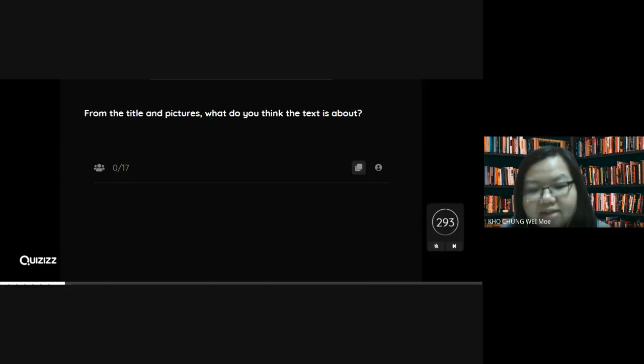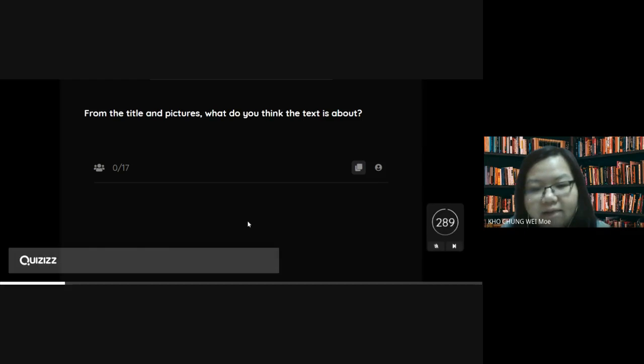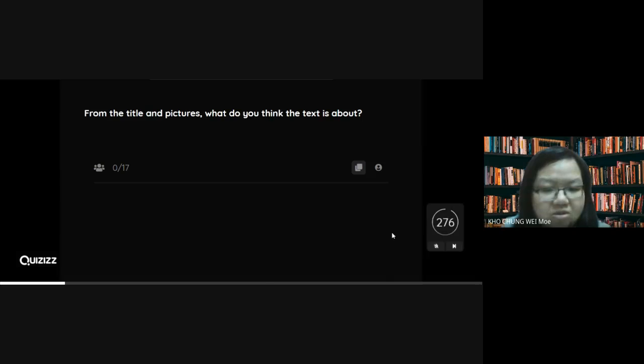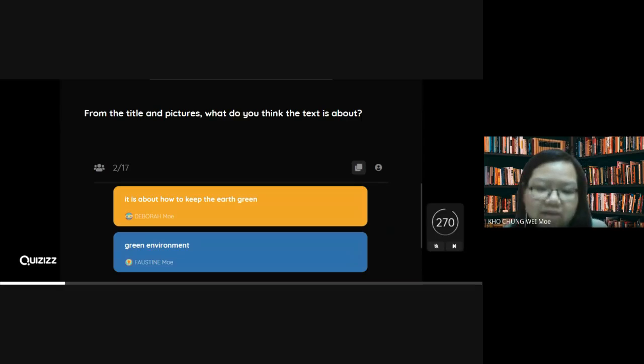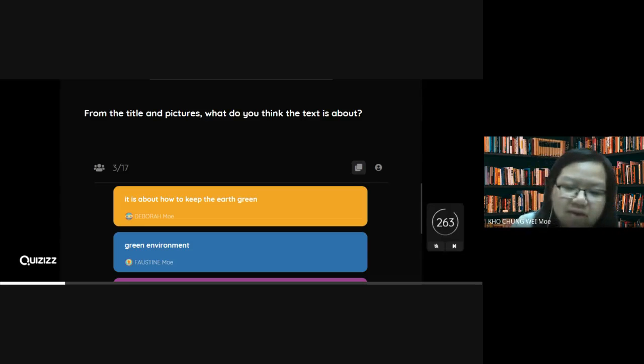Remember, the title right in the middle says, "Keep it green," followed by pictures of one paragraph, and then you have a picture of a shower head, picture of a mobile phone, and then a picture of a car number plate with an arrow pointing to something else. So what do you think the text is about? Try to make a guess. How to keep the earth green, right? Green environment. Okay.